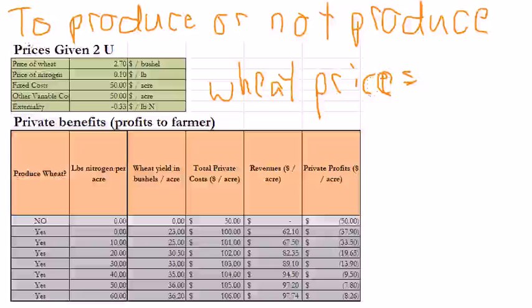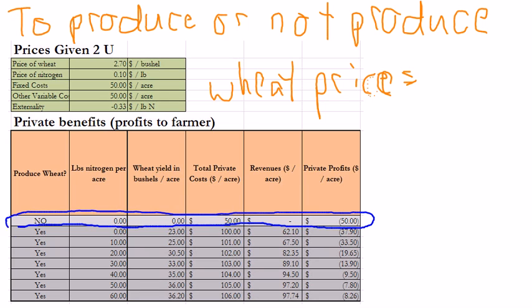In this video, we're going back to our example of applying nitrogen to wheat, and we're going to concentrate on the act of deciding whether we're going to produce any wheat or not. And do remember that we have the option of not producing wheat. This first row tells us the consequences of not producing any wheat. We still have to pay $50 of fixed cost, so if we don't produce wheat, we lose $50.